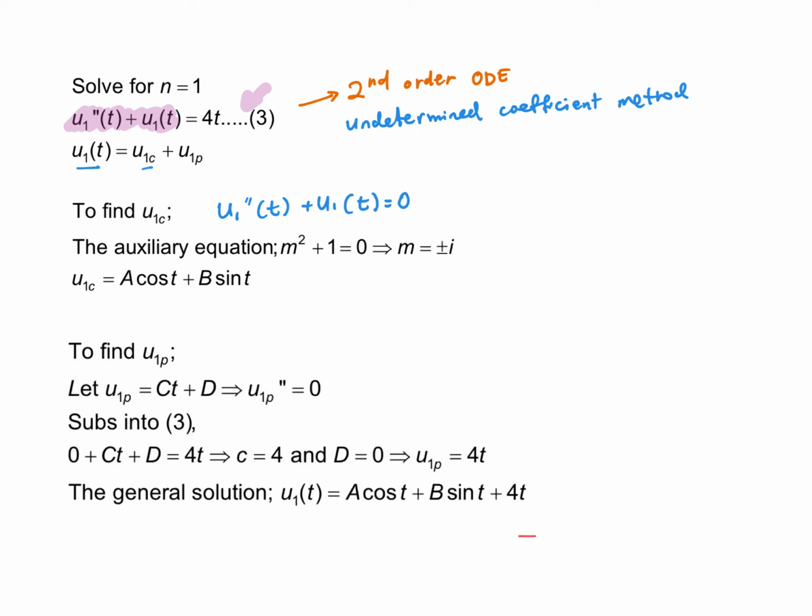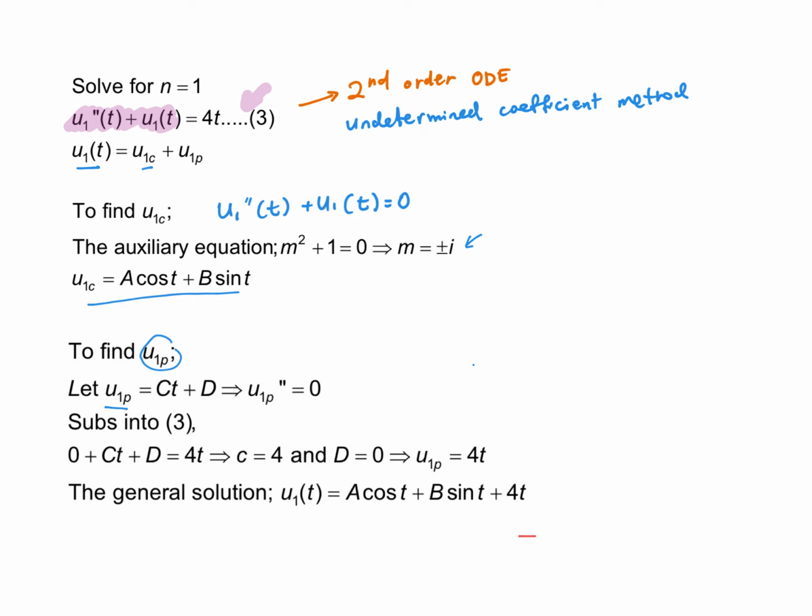And then by using the auxiliary equation, we will get m squared plus 1 is equal to 0. So our m will be plus minus i. Then our complementary equation is a cos t plus b sin t. In order to find the u1p, which is the particular solution, we need to let u1p be equal to ct plus d.